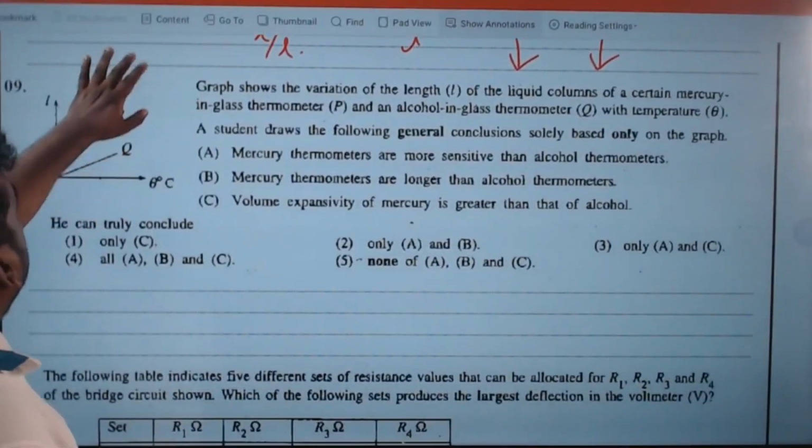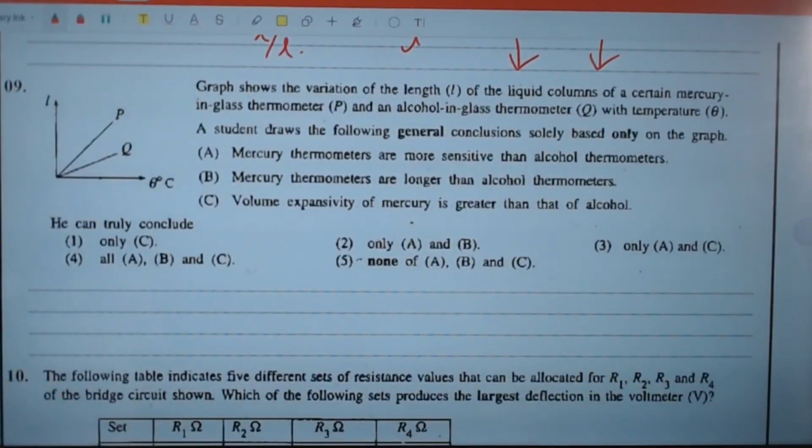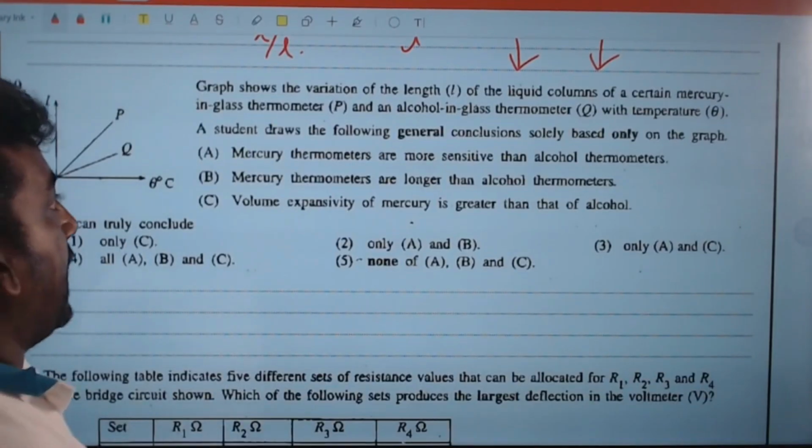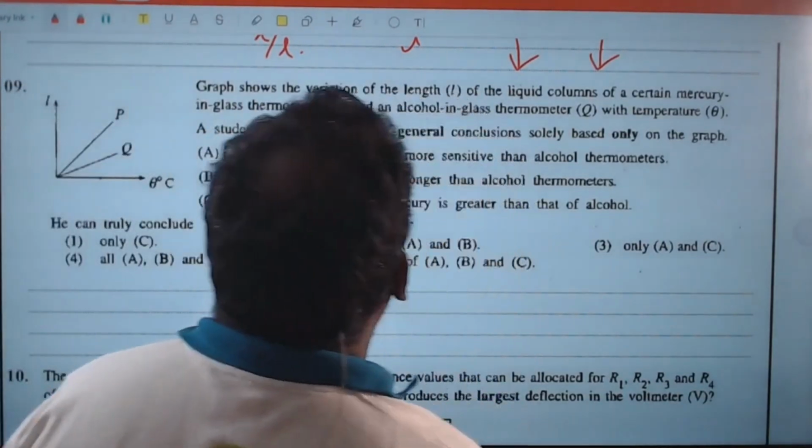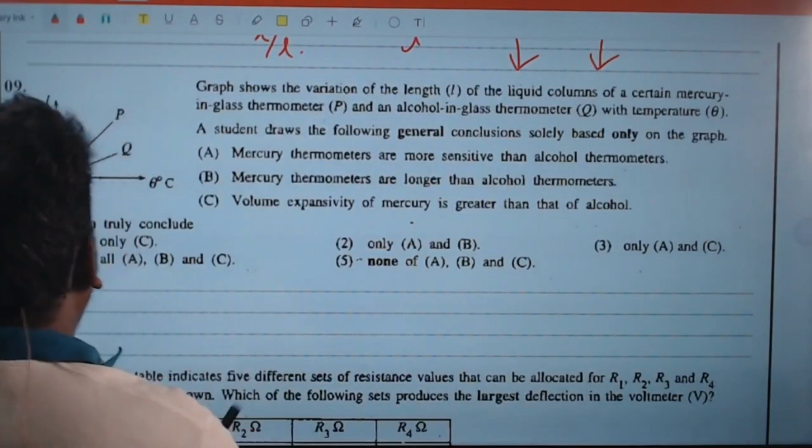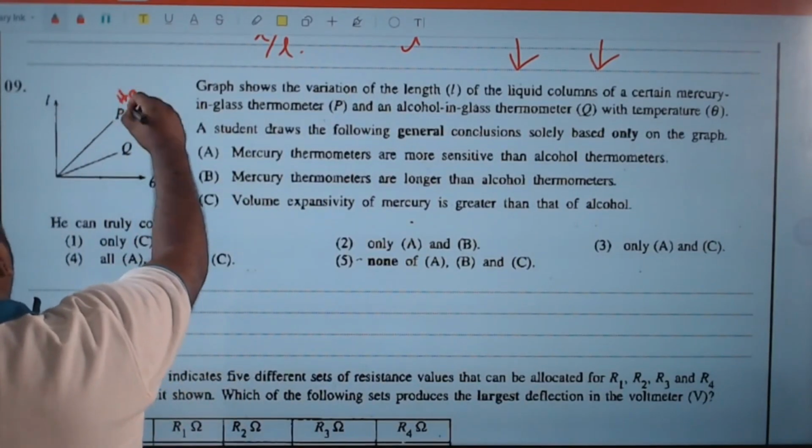Right. Question number 9. Graph shows the variation of length of liquid columns of a certain mercury glass thermometer and alcohol glass thermometer. Mercury, alcohol.